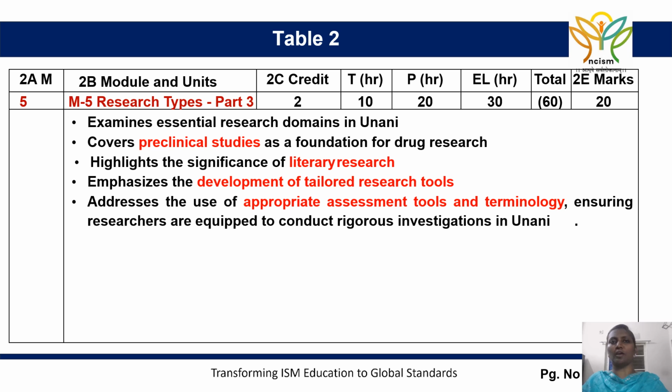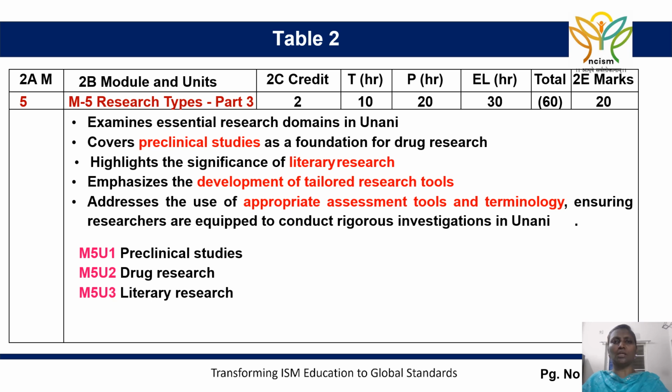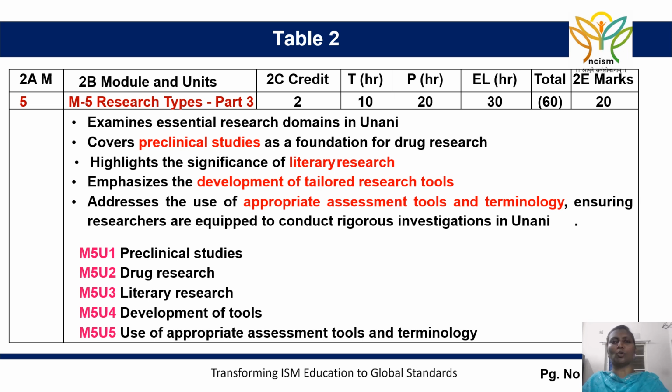This module has 5 units. Unit 1, Preclinical Studies. Unit 2, Drug Research. Unit 3, Literary Research. Unit 4, Development of Tools. And Unit 5, Use of Appropriate Assessment Tools and Terminology.